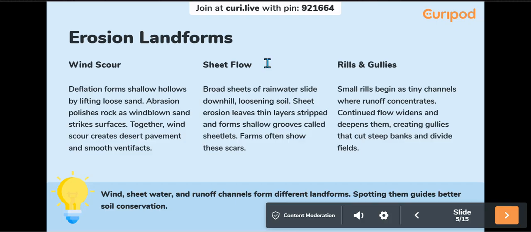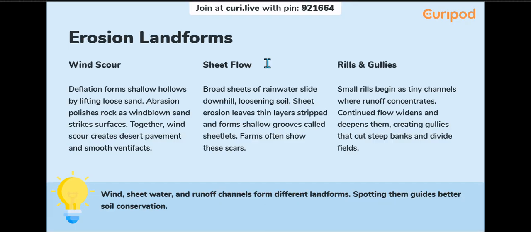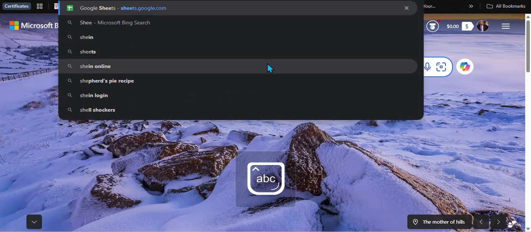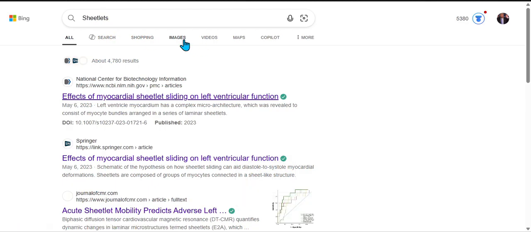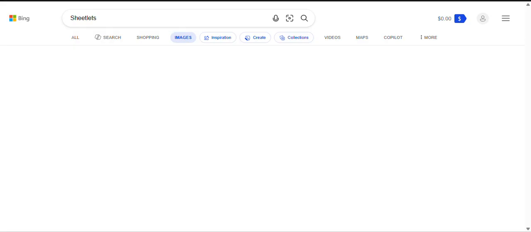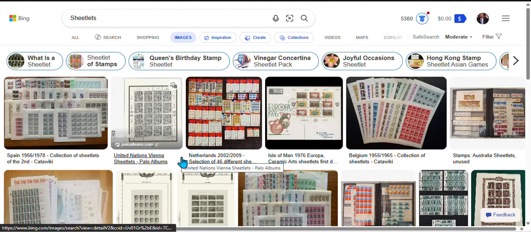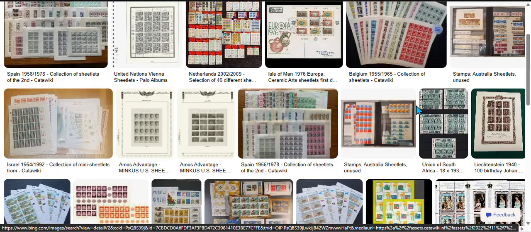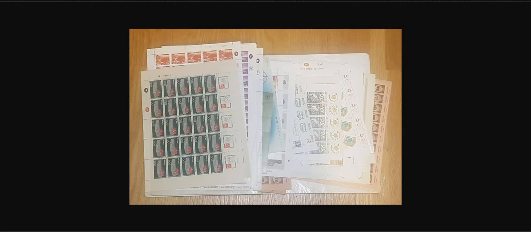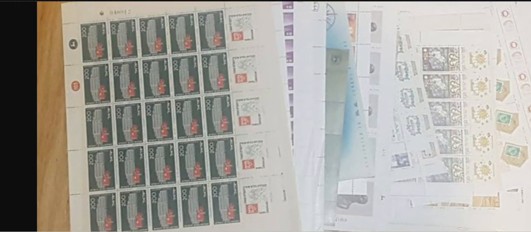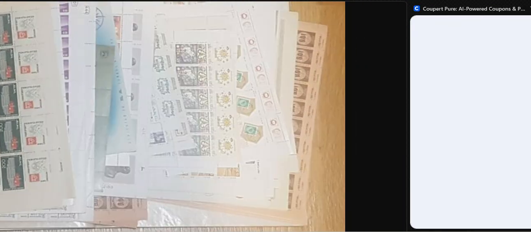Sheet flow: broad sheets of rainwater slide downhill, loosening soil. Sheet erosion leaves thin layers stripped and forms shallow grooves. Farms often show these scars. So let's show you an image of it. Mini versions over here. You can see. Pretty cool.